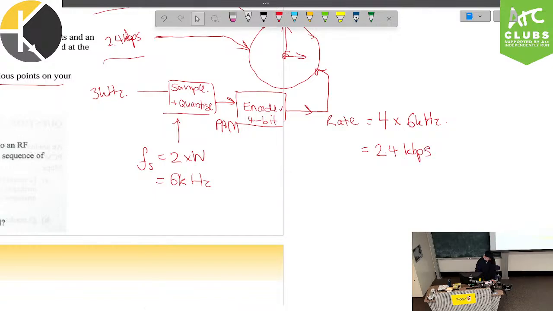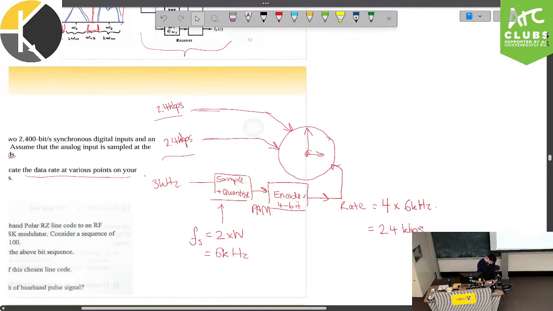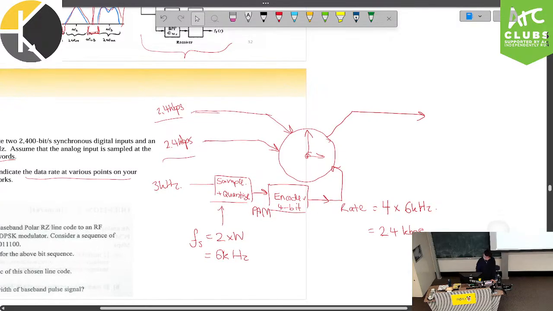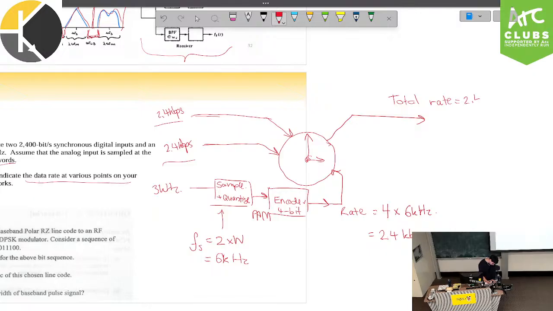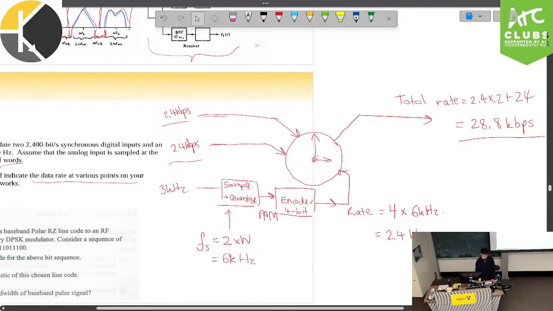So in total, when we have synchronous TDM, our data rate will be the sum of each of these individual data rates. So our total rate will be 2.4 times 2 plus 24, which gives us a total rate of 28.8 kilobits per second. Cool, so that is our TDM system. Yes? Did we assume it was synchronous TDM? Well, we know it's synchronous because, oh yeah, we are assuming it's synchronous.